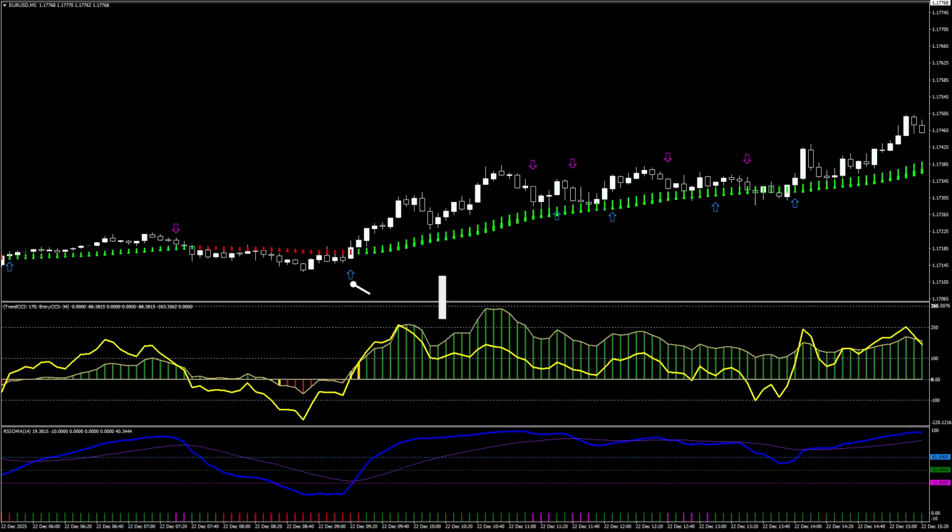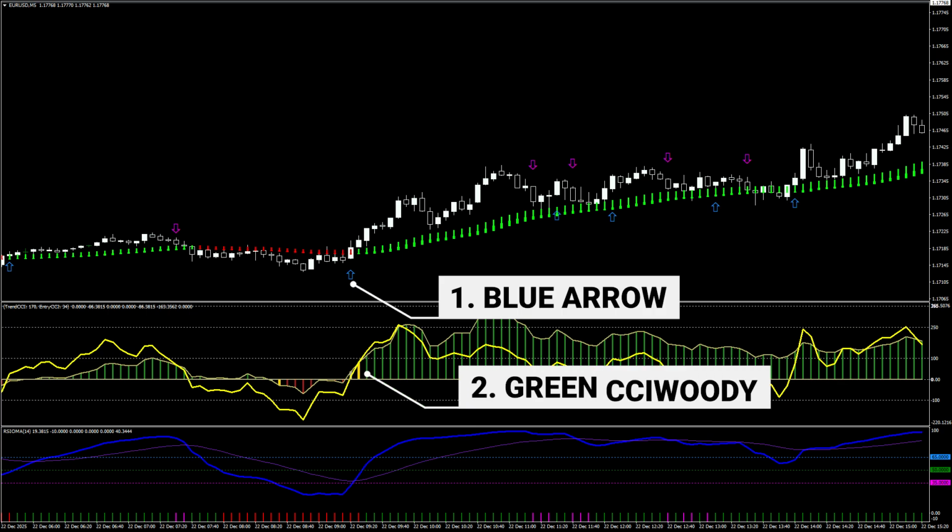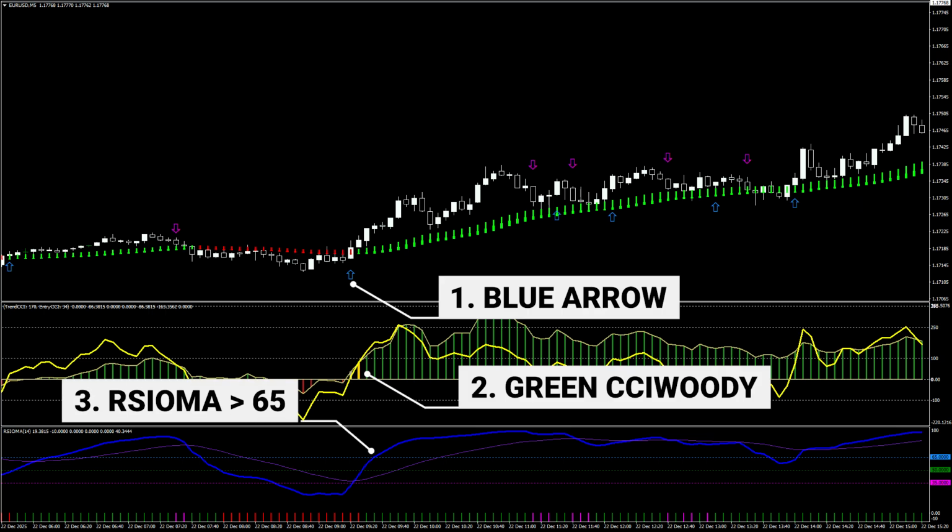Right here, notice that we get a clear buy signal arrow from our moving average crossover. Do we enter immediately? No. We pause and check our confirmation tools. First, look at the bottom window. The double CCI Woody is showing bright green bars, which confirms bullish momentum. Next, we check the RSI OMA and we can see the line is clearly positioned above the 65 level. Since every single rule on our checklist is satisfied, we execute a buy trade right here at the close of the signal candle. Let's scroll forward and find another setup to show you the consistency of this strategy.